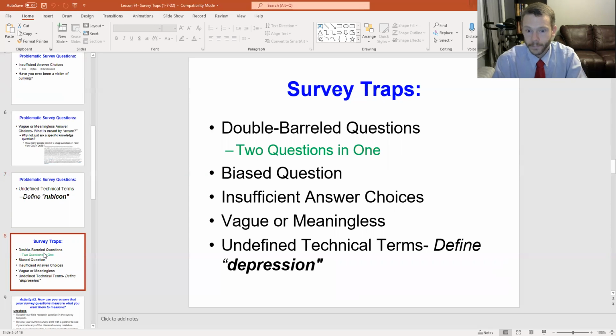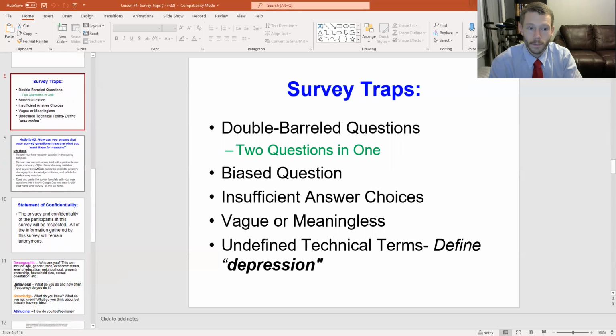So in summation, our 5 categories of survey traps are double-barreled questions, biased questions, questions with insufficient answer choices, vague or meaningless questions, and undefined technical terms, right? So for example, you could say define depression. Well, it's going to be many different definitions, and there are clinical definitions that psychologists and psychiatrists use. One of the things that we'll talk about in a future video and in class is that for certain projects with technical terms, you'll want to have what's called operational definitions so that your survey respondent knows exactly what the terms they need to know are so that they can successfully complete your survey.